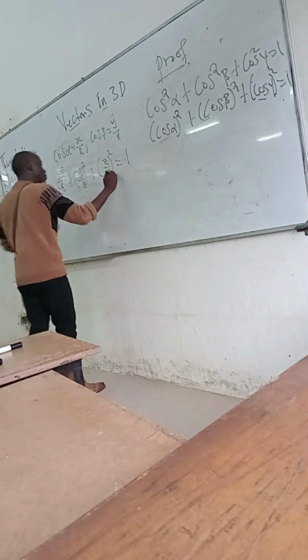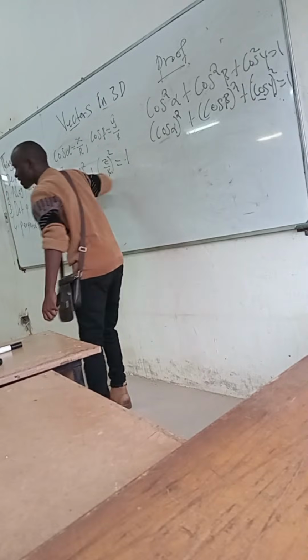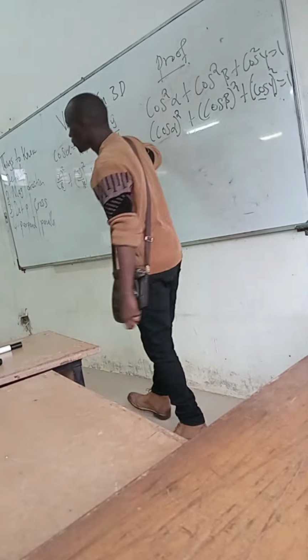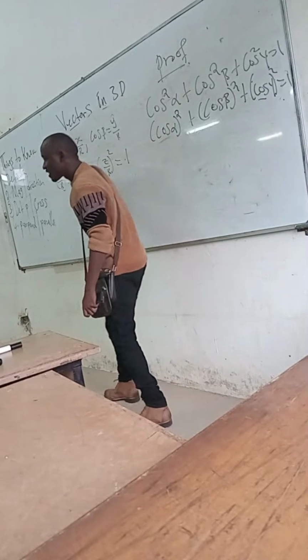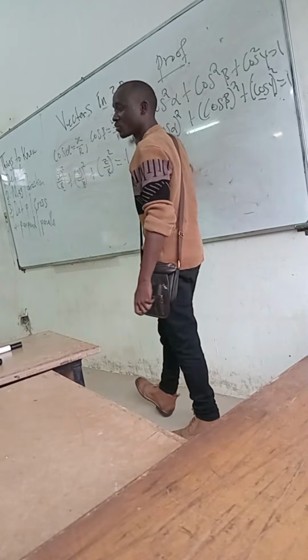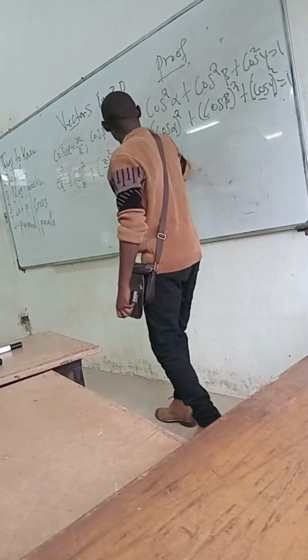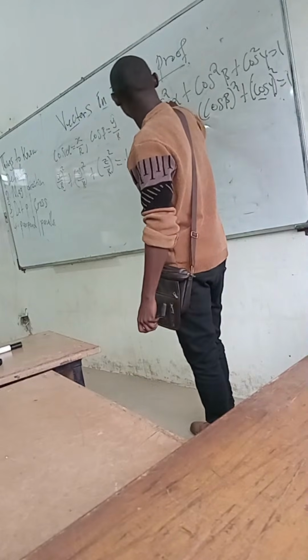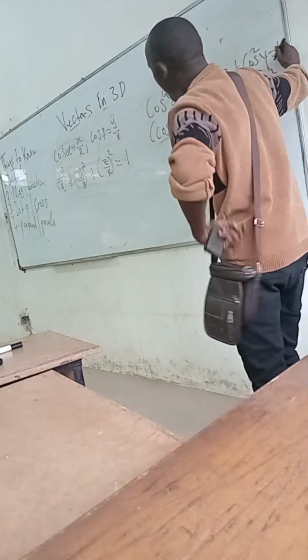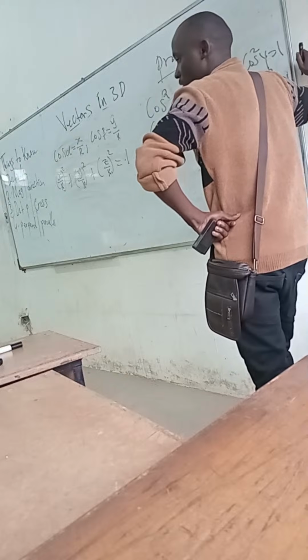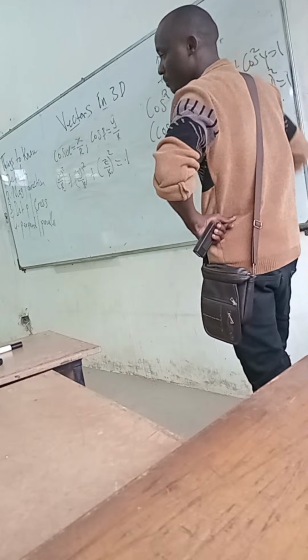You are proving that whatever mathematics you are going to do on this side is supposed to give you 1. That means manipulate these letters to give you 1. That's what we are doing. So how do you prove cos squared alpha plus cos squared beta plus cos squared gamma equals 1? Mostly this one comes in an example.